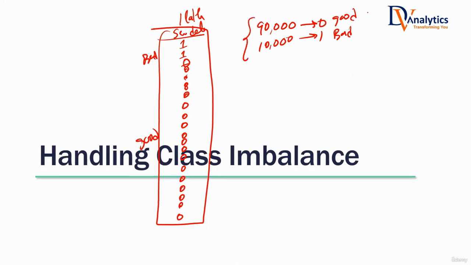But when you build a model on this, the model is not going to give you good results, especially in identifying the bad customers. So in this case, what you can do is undersampling of the dominating class. What do you mean by undersampling? Out of the 90,000 records that you have, don't take all those 90,000.